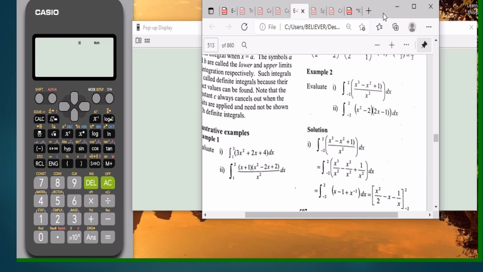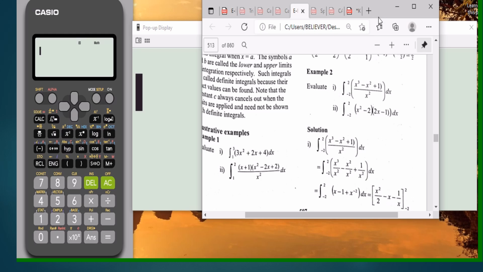Today I'm going to be your tutor who's going to guide you on how to solve definite integrals. When both the lower and the upper limits are given, how do you solve it to get a unit?